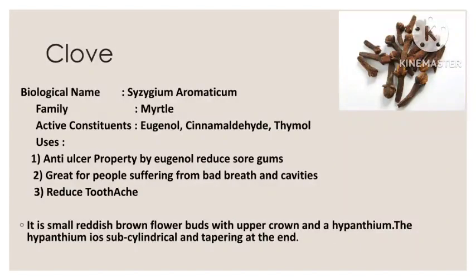Clove. The biological name of clove is Syzygium aromaticum, belonging to family Myrtaceae. Active constituents of clove are eugenol, cinnamaldehyde and thymol. Uses. Anti-ulcer property of eugenol reduces sore gums. Great for people suffering from bad breath and cavities, and also reduces toothaches. Clove is a small reddish brown flower bud with an upper crown and hypanthium. The hypanthium is subcylindrical and tapering at the end.